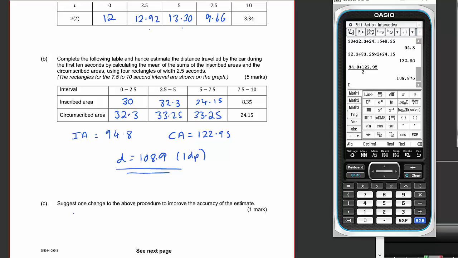Suggest one change to the above procedure to improve the accuracy of the estimate. Well, it's always more rectangles. The more rectangles you take, the better it is. And when you take an infinite number of rectangles, you're doing integration.